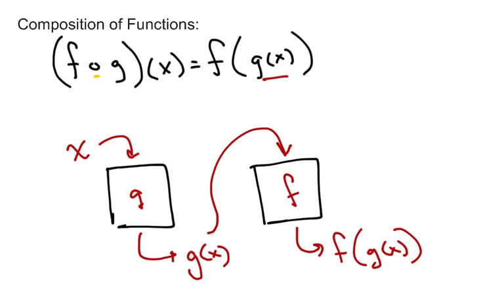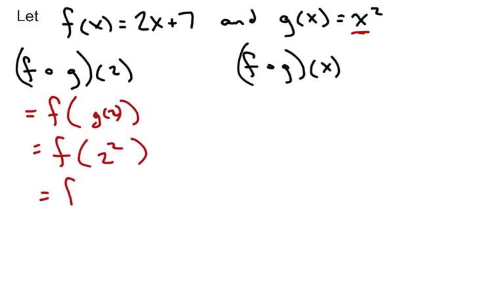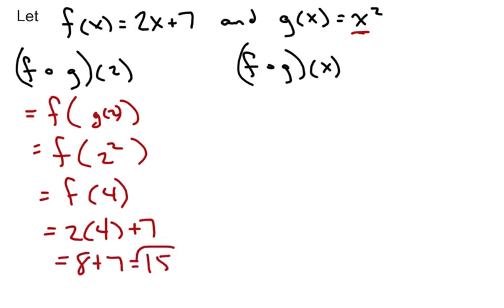We're going to take the value, plug it into one function, take that result, and plug it into the next function. So let's let f of x equal 2x plus 7 and g of x equal x squared. If I want to find f of g of 2, we're going to take that 2 and plug it into the function g first. G is x squared, so we're going to square 2. That'll give us 4. Now we take 4, that result, and plug it into f. 2 times x plus 7, but our x here is 4. 8 plus 7 is 15.